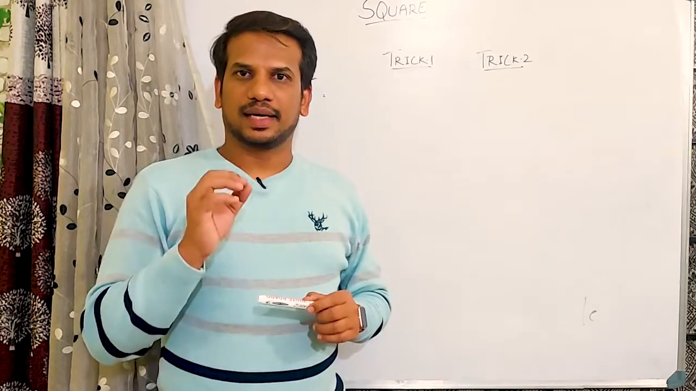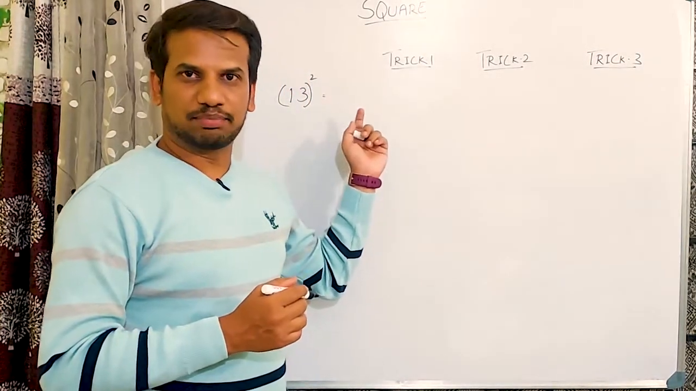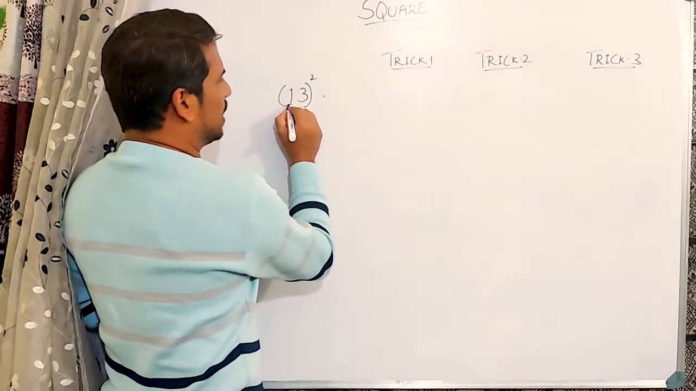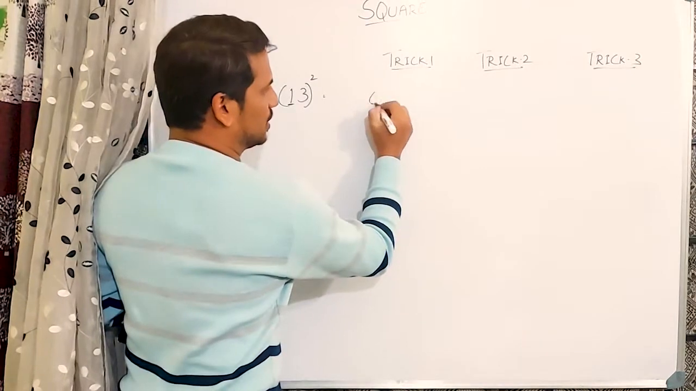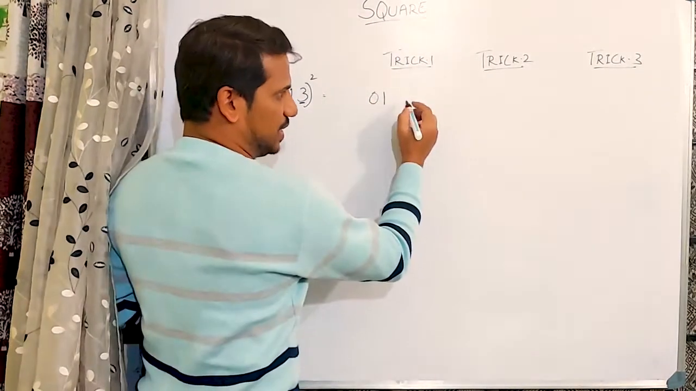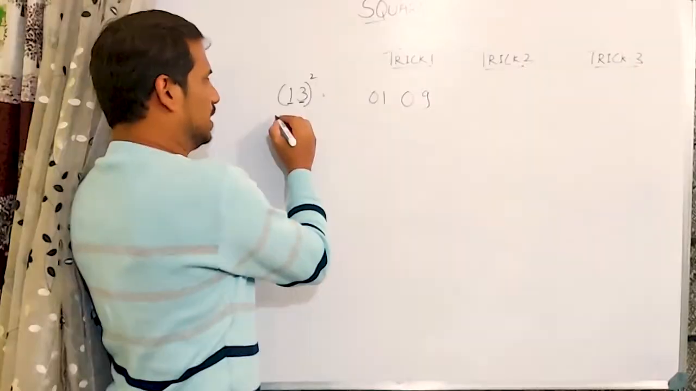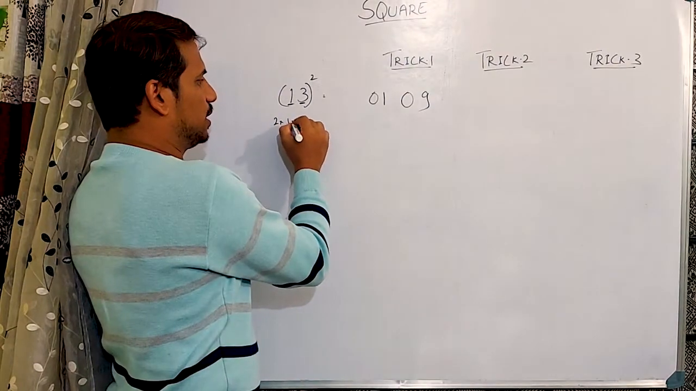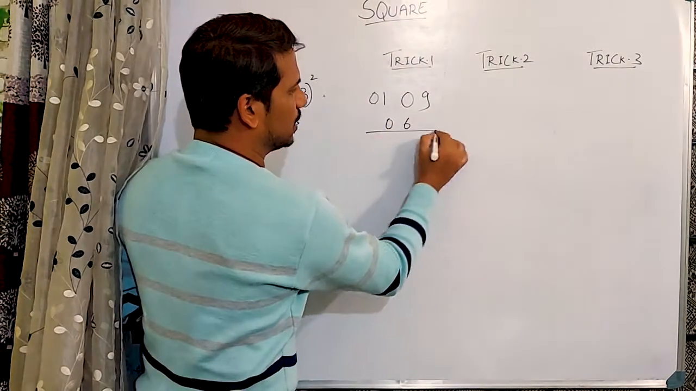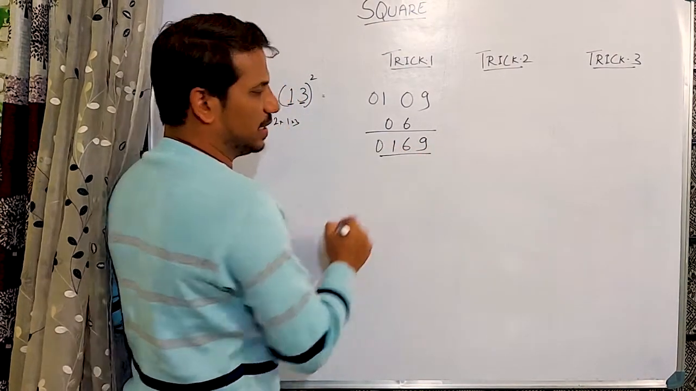Okay, let's take a simple example as of now. So we need to find a square of 13. So by using trick 1, that is nothing but take a square of 1, that is 0, 1, take 2 digits. Then square of 3 is 9, but take 2 digits, that's 0, 9, and then it's nothing but 2 into 1 into 3. So that comes out to be 6. So make it 0, 6 here. The answer, if you add it, it will be 169.